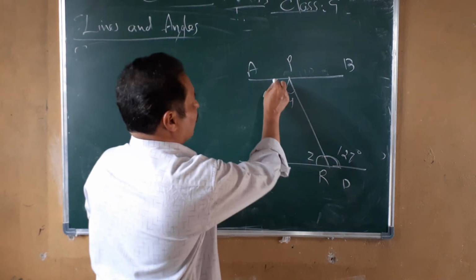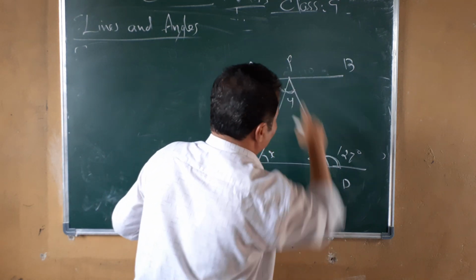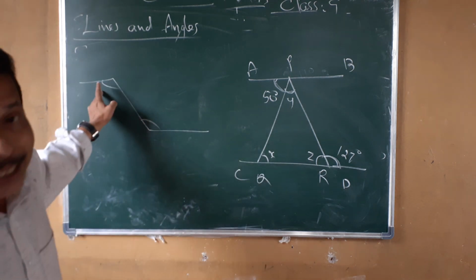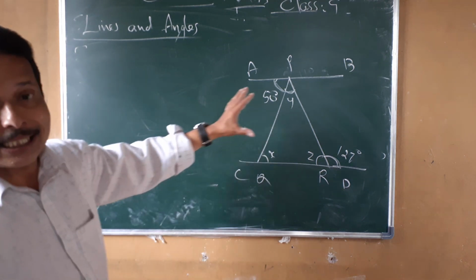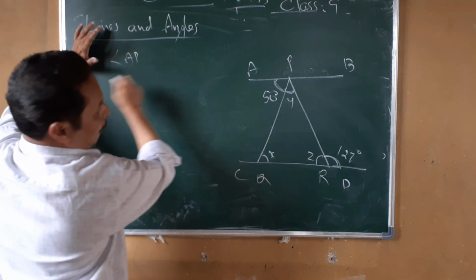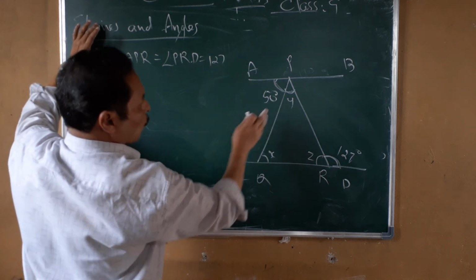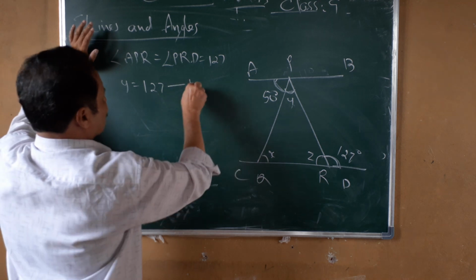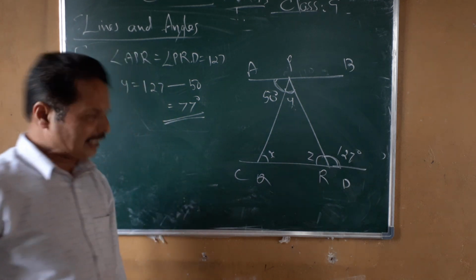This is 127 in total. APR and PRD, the shape is like this, alternate interior angles. We know that. You remember that. You analyze the shape of that. Then Y, that means angle APR and angle PRD, both of them are 127. So angle Y is equal to 127 minus 50. That is 77 degrees. Here you get 77.